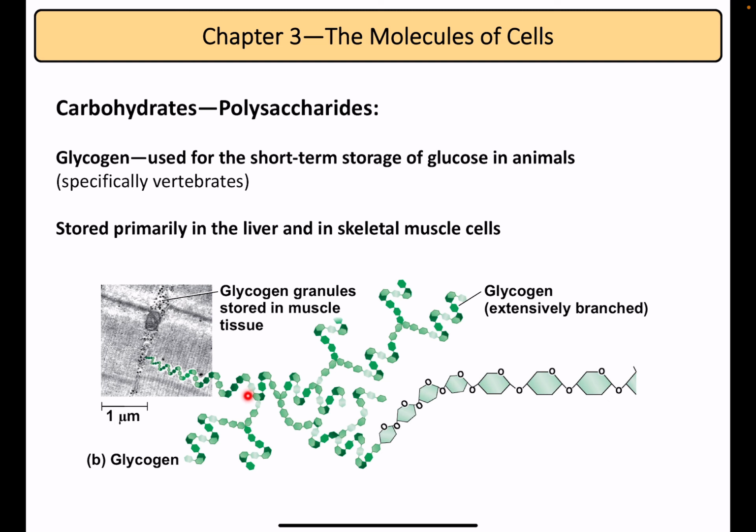And then if your blood sugar levels drop, you can go to that glycogen, break off these glucoses, and break down those glucose molecules. So it's a storage form of glucose. Structurally, it's pretty similar to starch. The only difference is it's a little more branched.